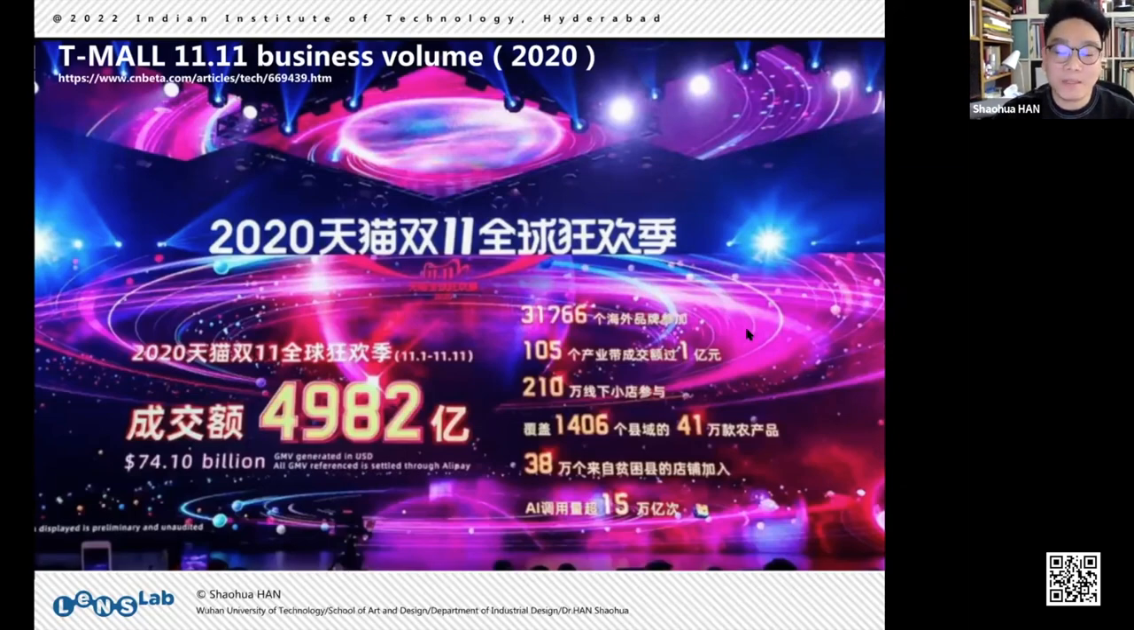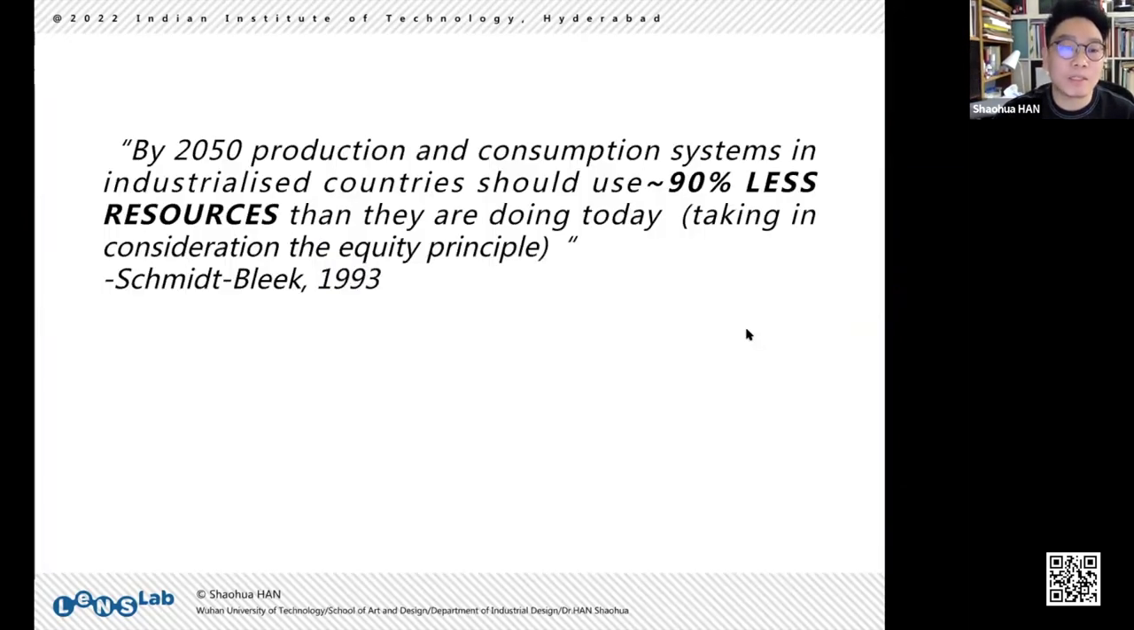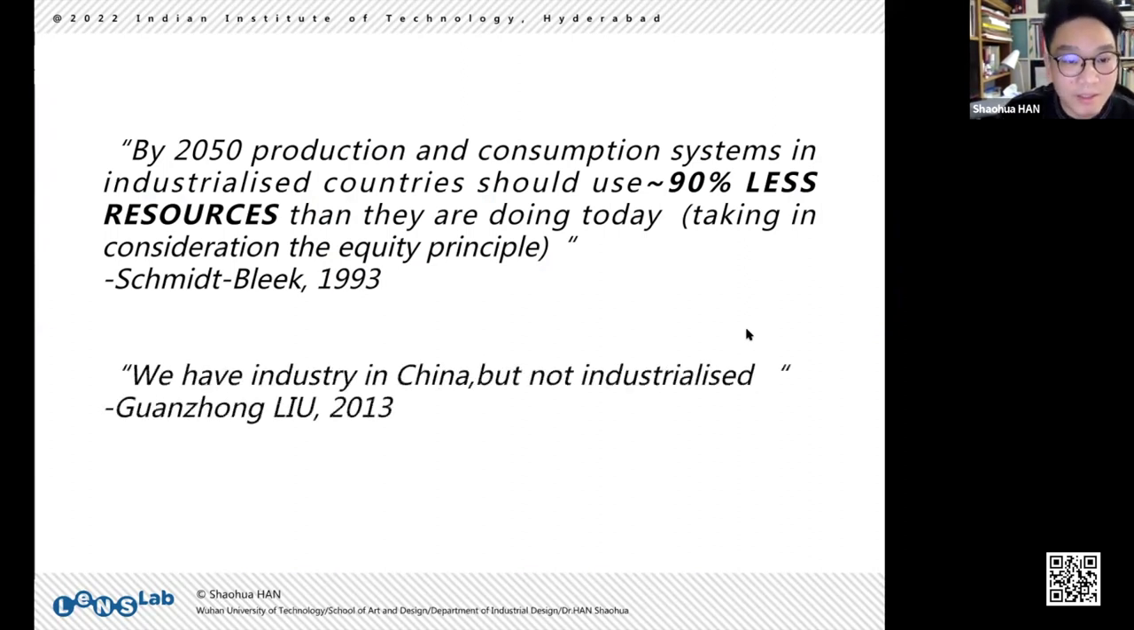But there's another thing: by 2050, production and consumption systems in industrialized countries should use 90% fewer resources than they do today, taking the equity principle into consideration. It was said in 1993, but things did not happen as he wished.